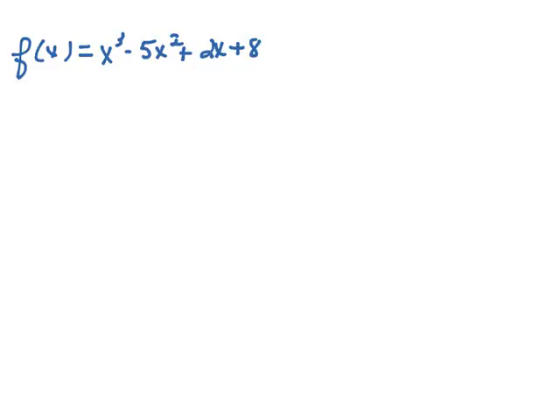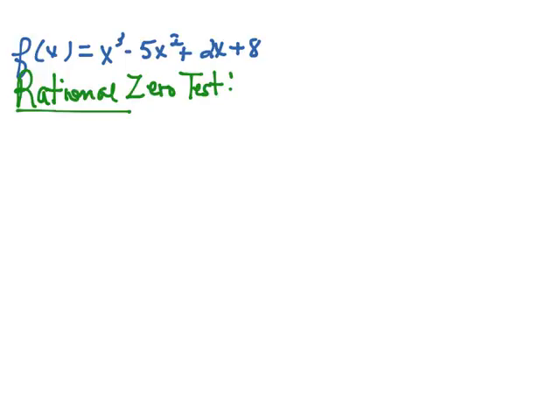We want to find the zeros of the polynomial x cubed minus 5x squared plus 2x plus 8. And to do so, I'm going to get started by using the rational zero test. The rational zero test says that if this polynomial has any rational zeros, they're going to be of the form p over q, where p is a factor of the constant in the equation.